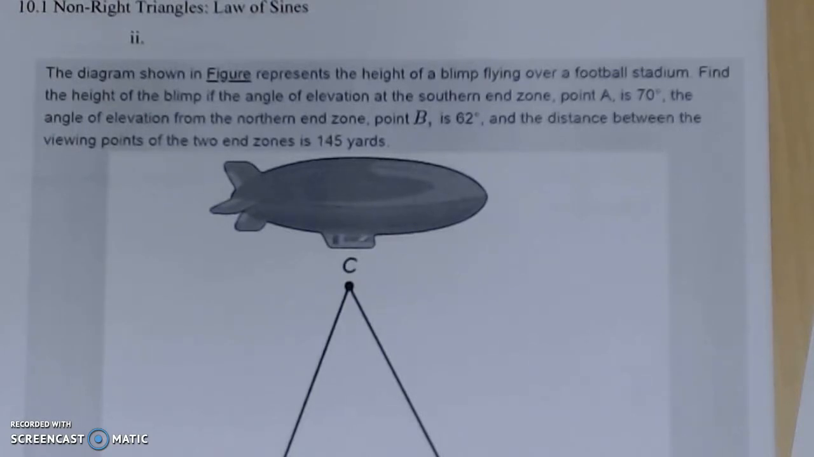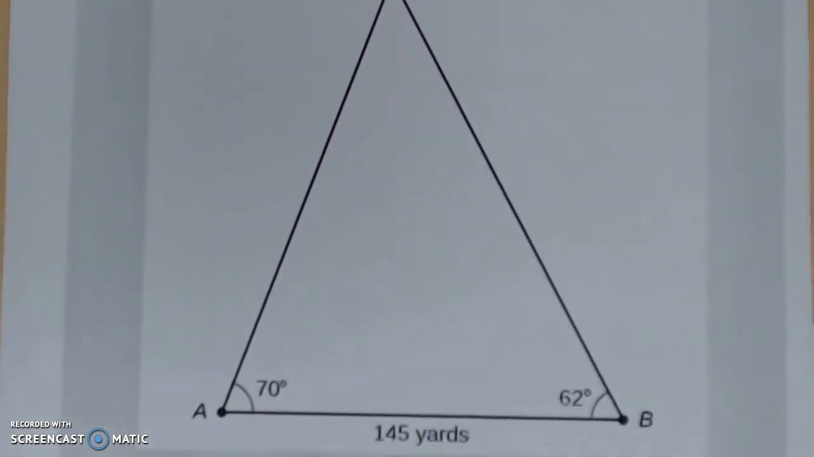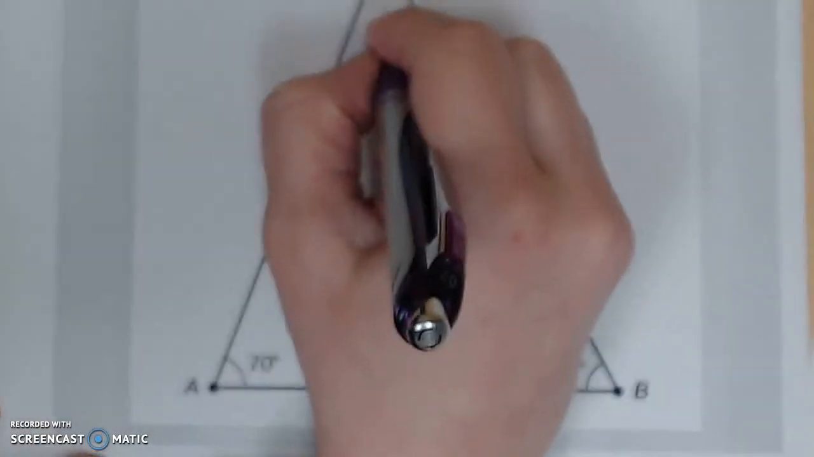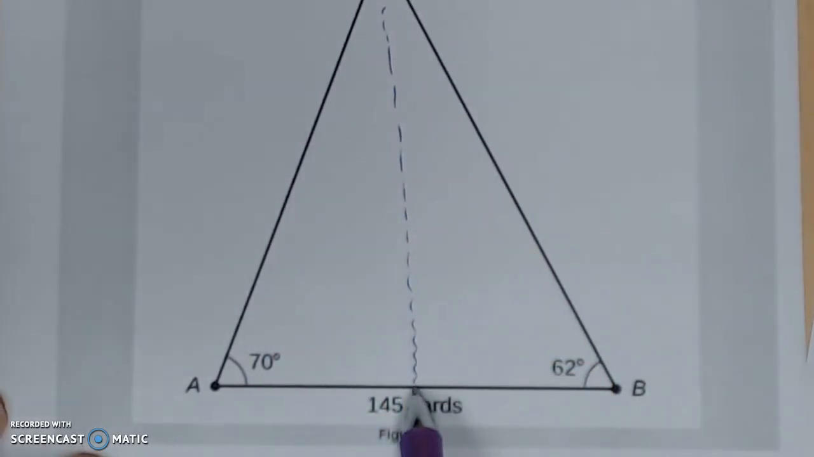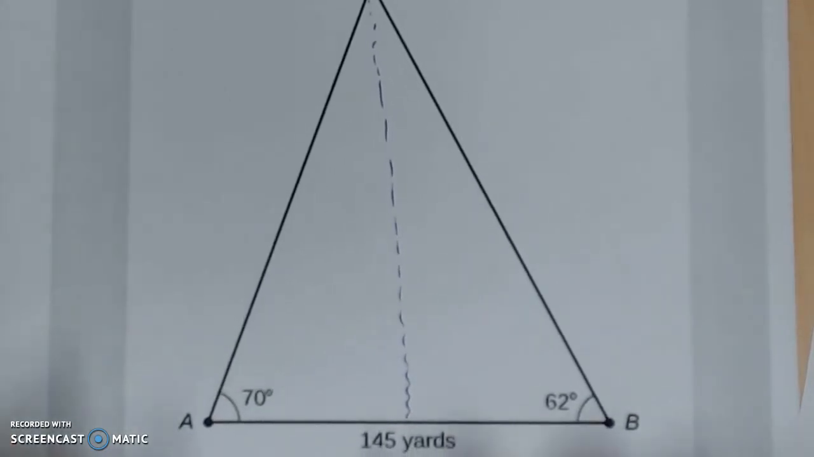So the whole paragraph does give you enough information in order to draw it, but they already have given you this figure here, so you can see our blimp was at the top up there, and then they've done my angle of elevation being 70, my angle of elevation being 62, and the distance between them to be 145. So our goal is to find the height here, the height from the bottom all the way up to our blimp here that's off the page. And so what we want to do is think about what we know.